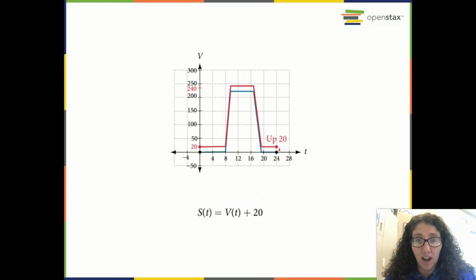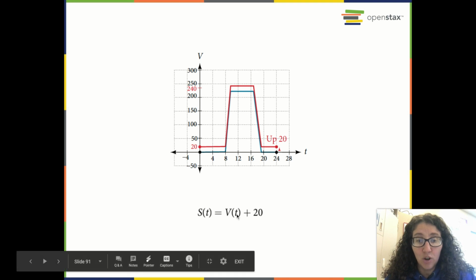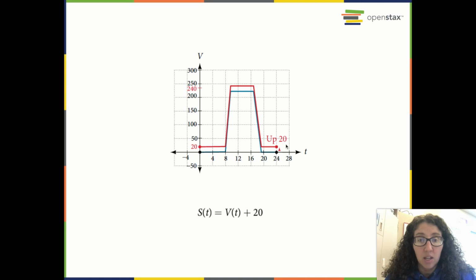So if we look at the graph, it's going to look like that. Our new function is just going to be the old function plus 20, plus a constant. So the red graph is the old graph just shifted up. Nothing else has changed.